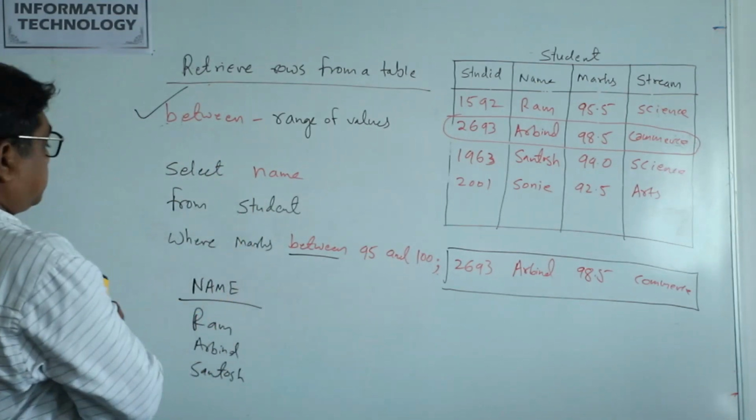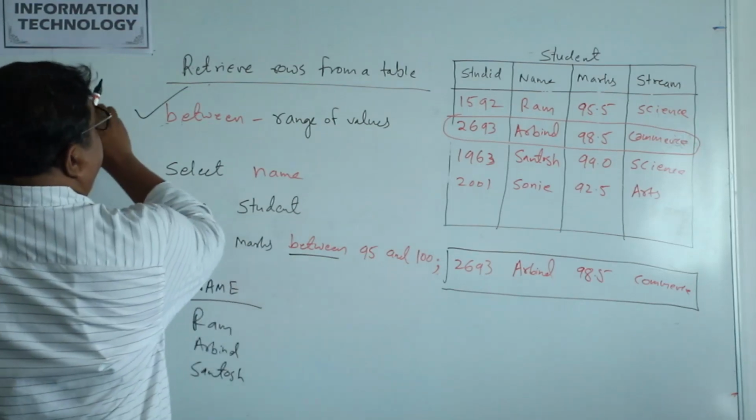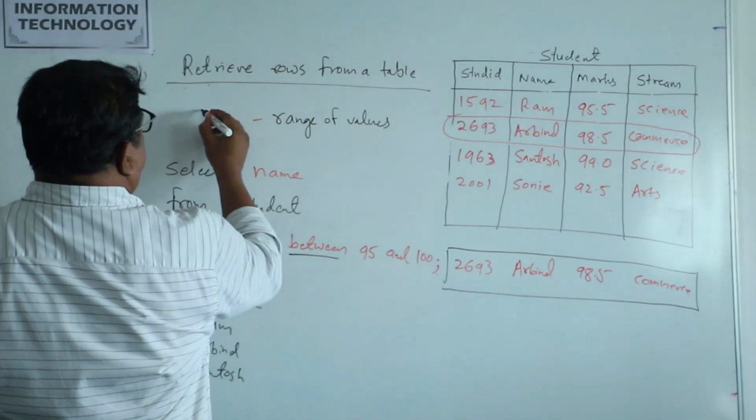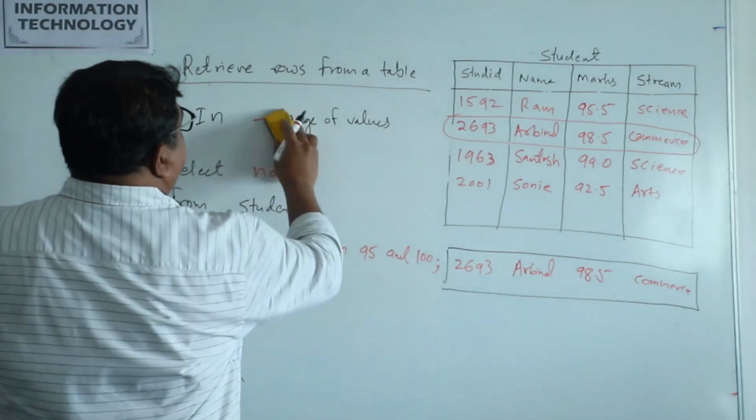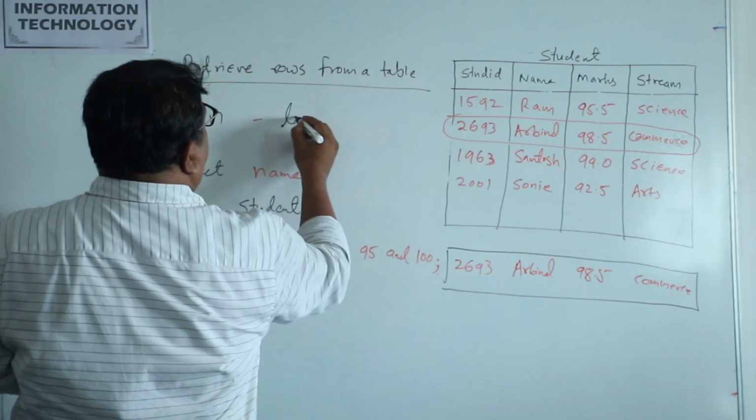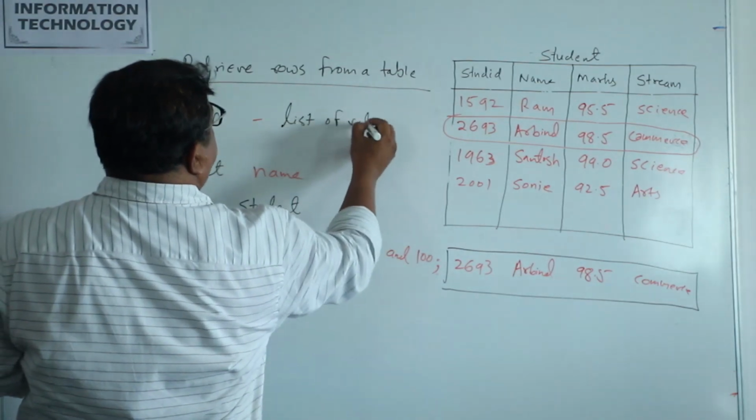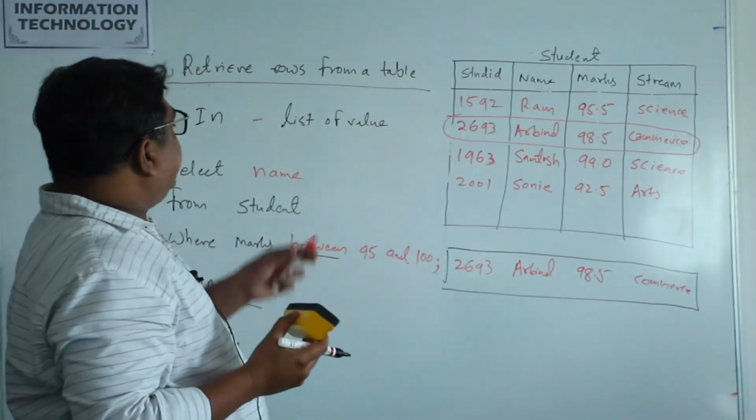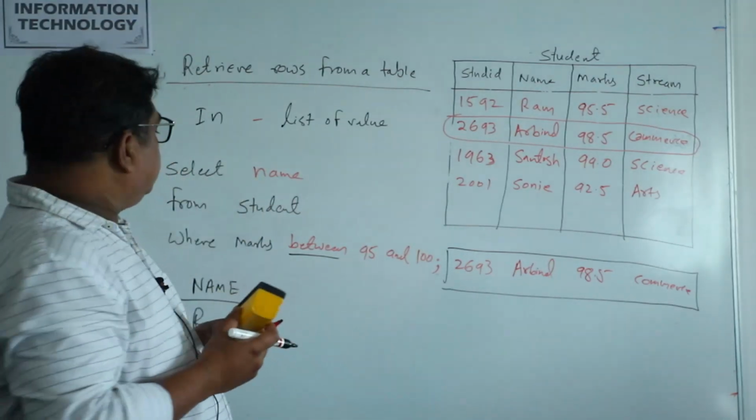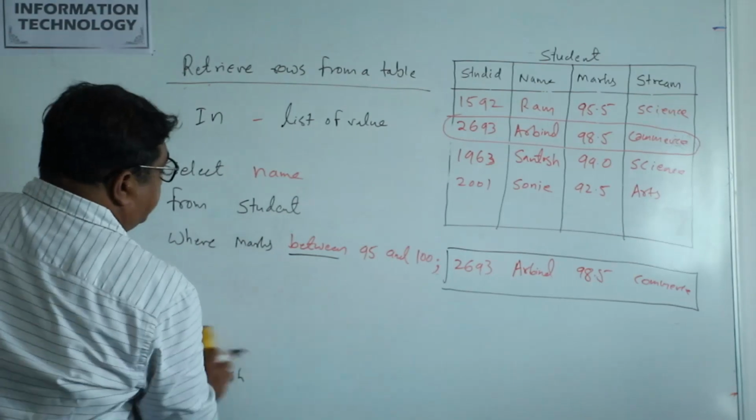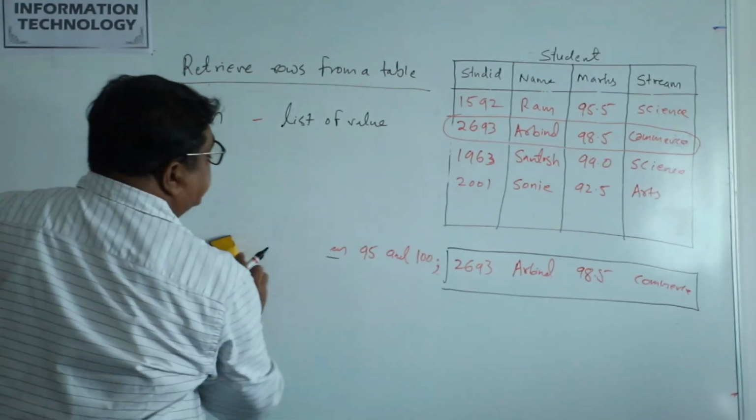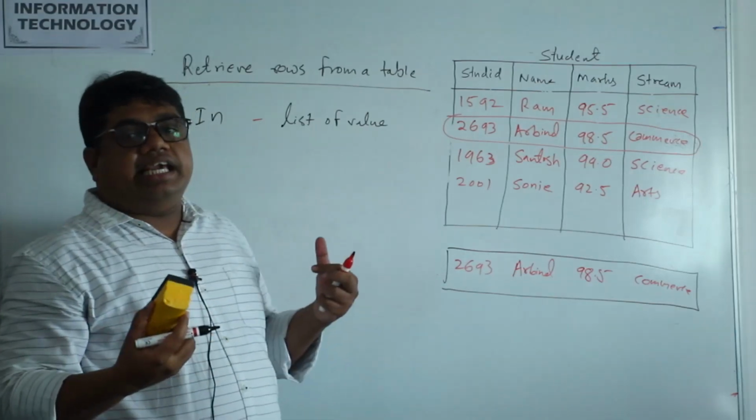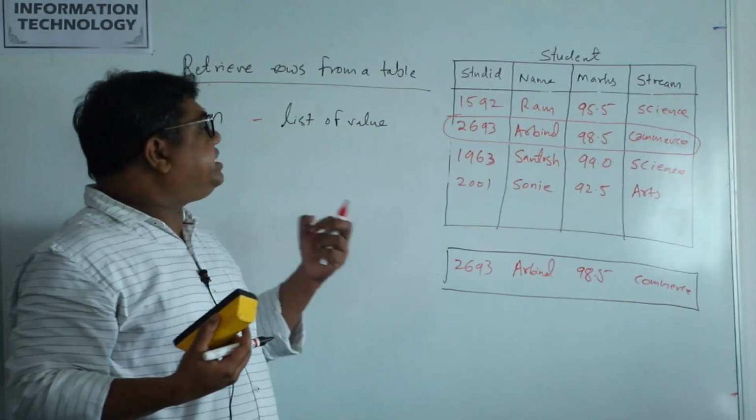Now another special operator we have studied is the in operator. In is used for a list of values. Suppose I have a list for a single column, then I can use in. Between is used for a range of values and in is used for a list of values. And what is this list of values?